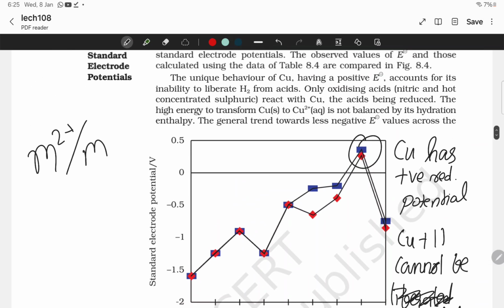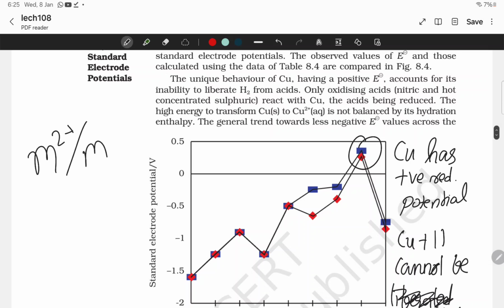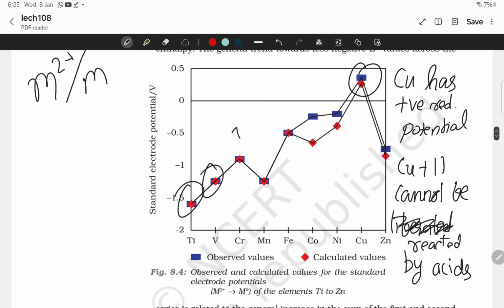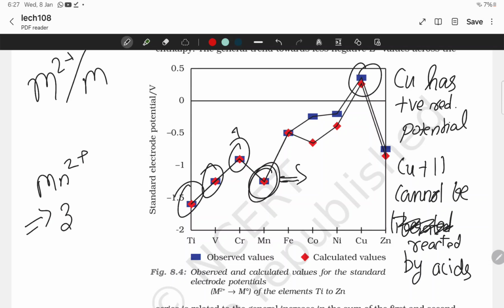Okay, now the other order is given here: titanium, vanadium, chromium. It's increasing. For manganese, the reduction potential is decreasing. Why? We can just check why it has a lower reduction potential. We will do Mn2+. What is its electronic configuration? It is 4s0 3d5. This is more stable than M.